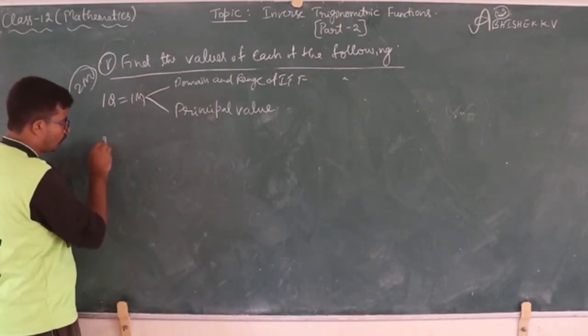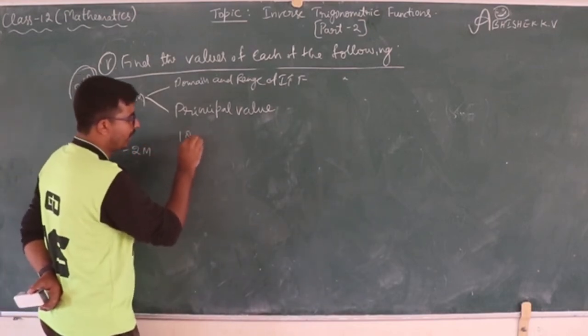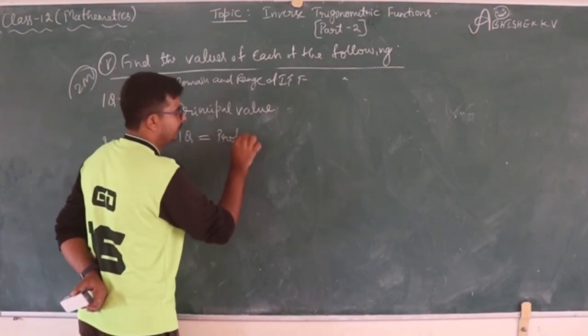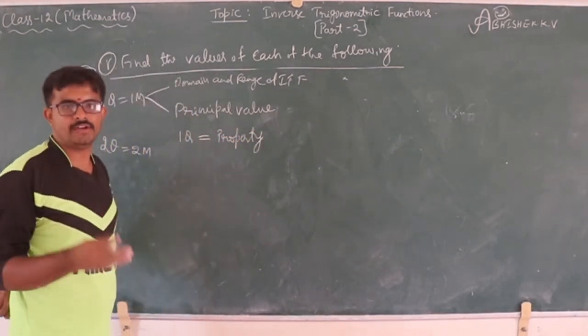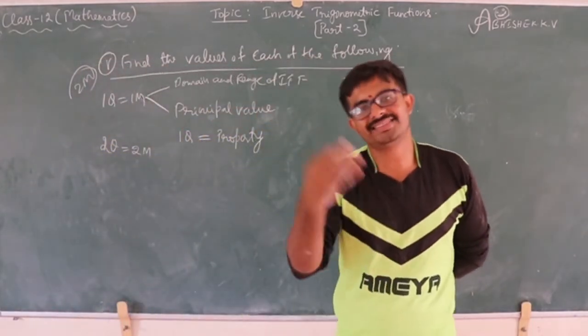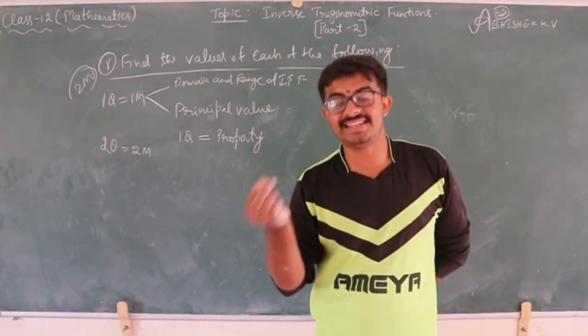Then two questions for 2 marks. One question is definitely based on the properties. You have totally 5 main properties. Each property has 3 sub-properties. That is 5 into 3, 15. But one property has 6 sub-properties.